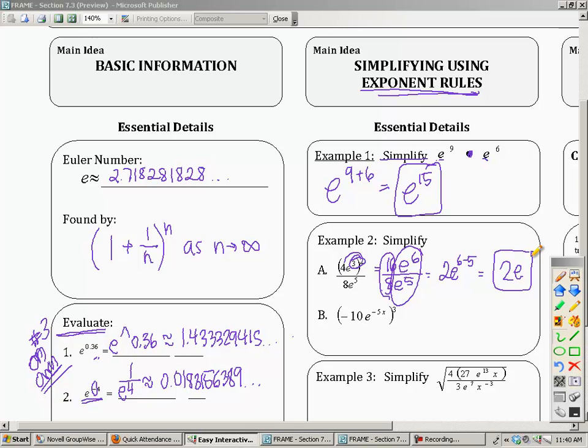Okay, we're going to do that same idea for part B. This cubed is going to get distributed to the negative 10, which negative 10 to the third power is negative 1,000. And e to the negative 5x to the third, I multiply these and get e to the negative 15x. Now the only problem is that's not my answer because we never want to leave our answer with a negative exponent. So this e to the negative 15x is going to our denominator by our exponent rules. So I have negative 1,000 on top. And once it moves to the bottom, the exponent becomes positive. So e to the 15x.